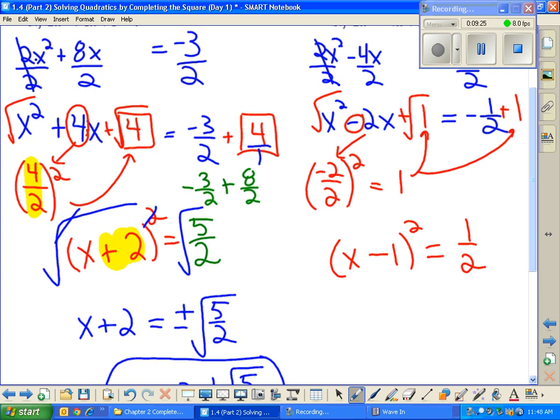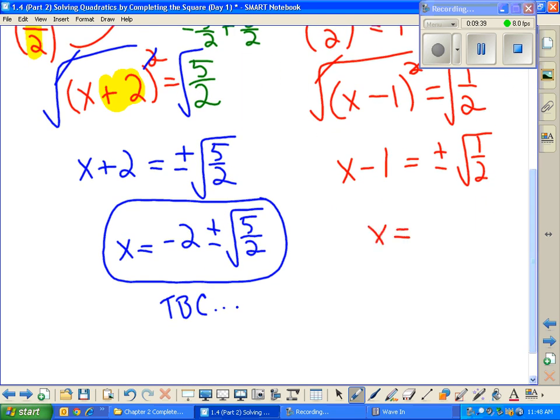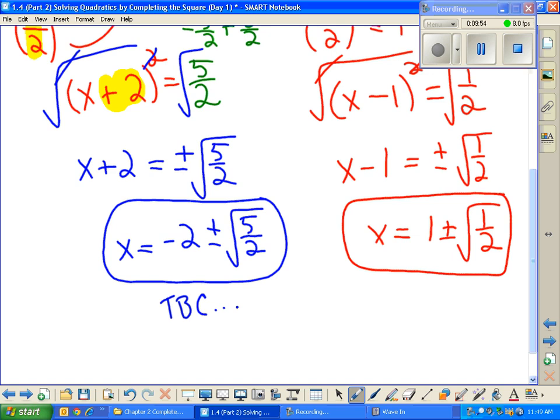I need to get x by itself. So I'm going to square root both sides. Remember, when you square root both sides, you need your plus or minus in there. Add 1 to both sides. And you get 1 plus or minus the square root of a half. You could simplify the square root of a half, but we won't do that really until chapter 3. So for you folks, this answer is just great.